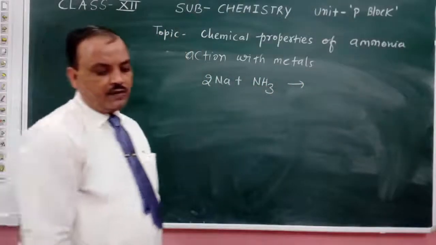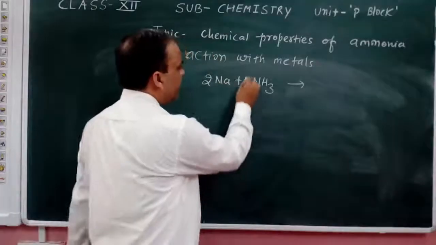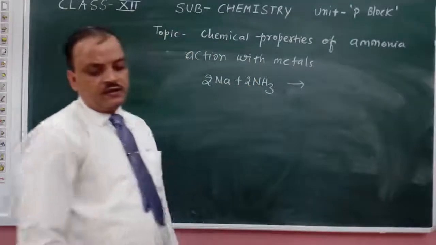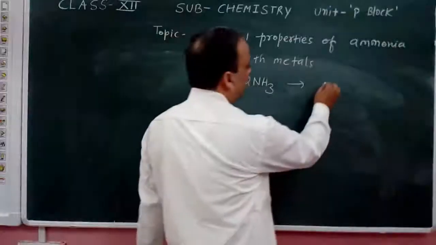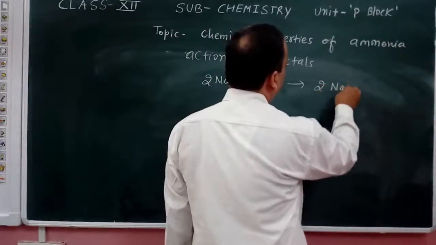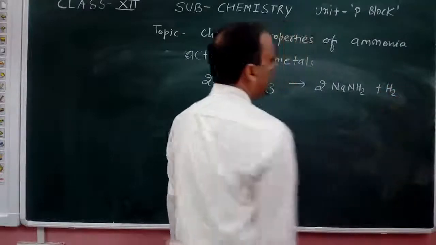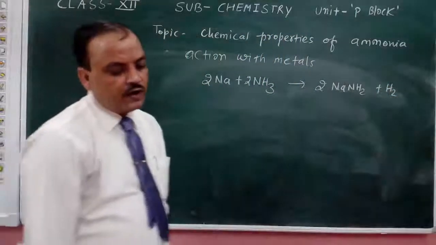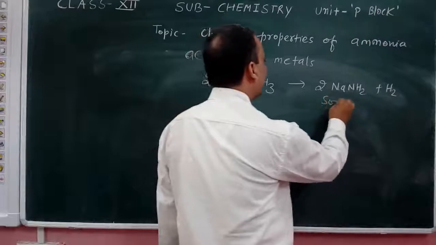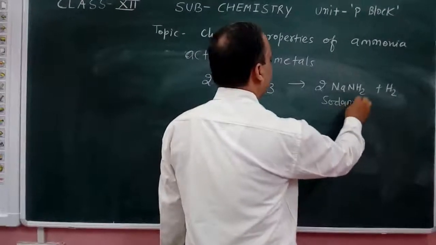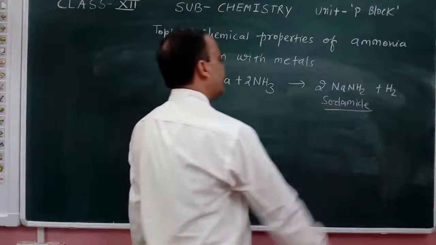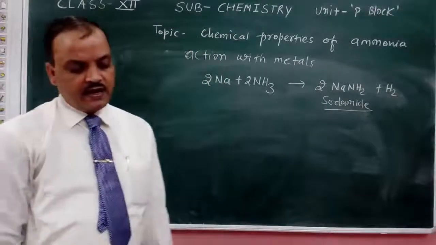sodium metal reacts with the ammonia, then we get sodium amide, that is 2NaNH2 plus H2, that is known as sodamide, sodium amide.